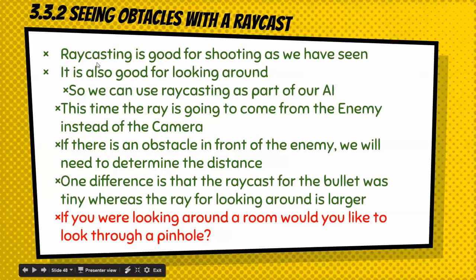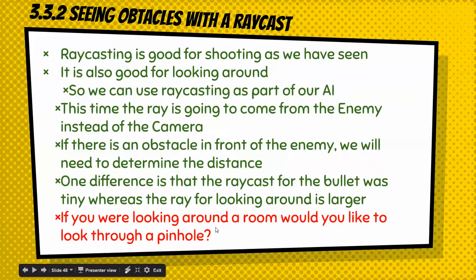All right, so we know that ray casting is good for shooting projectiles, as we've seen, but it's also good for looking around. So we can use ray casting as part of our artificial intelligence. This time the ray is going to come from the enemy instead of the camera. If there's an obstacle in front of the enemy, we need to figure out the distance, because if it's close enough, then he's going to turn. One difference is that the ray cast for the bullet was tiny, whereas the ray for looking around is larger. If you were to look around a room to find out if you're going to bump into something, you wouldn't want to look through a pinhole. You'd want to look through something a little bit bigger, so that you wouldn't miss things, right?